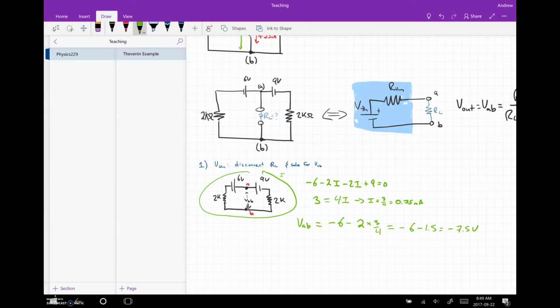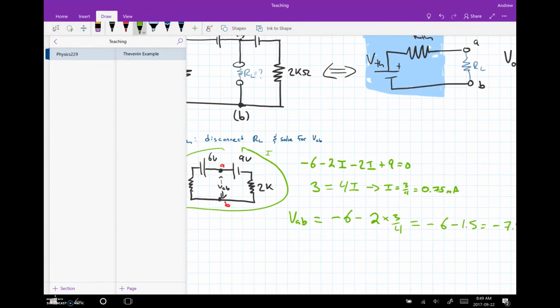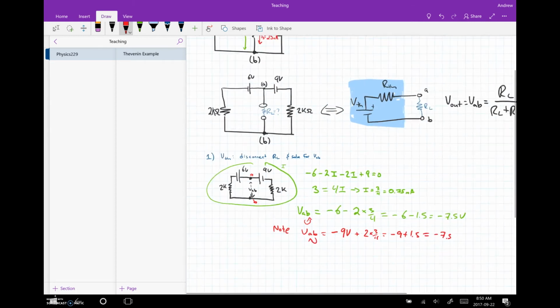Well, remember that we defined the current a certain way. The current we found is flowing counterclockwise. Is that right? Counterclockwise, yes. And so, let's just say, as a note, if we decided to go in the other direction, how would this give us a consistent result? Well, again, we'd lose 9 volts because we're going against the grain of the battery, but now we're going the opposite way of the current through the resistor. So we have to add 2 times 3/4, so that gives us -9 plus 1.5 equals -7.5. So it doesn't matter which direction we go, it's consistent.